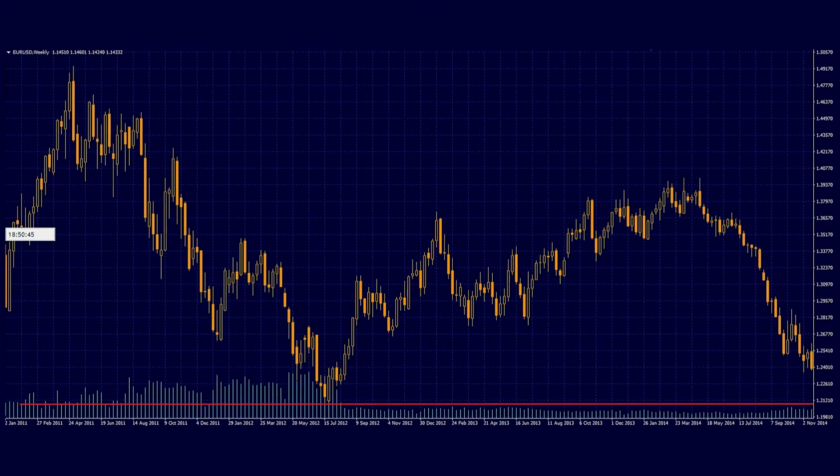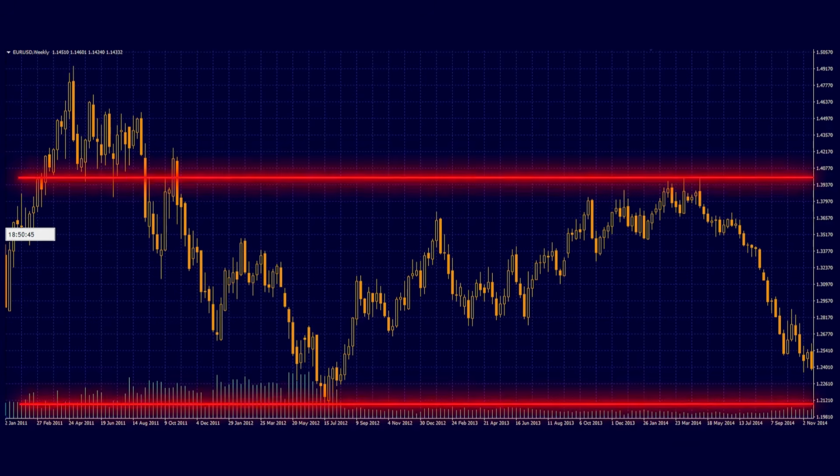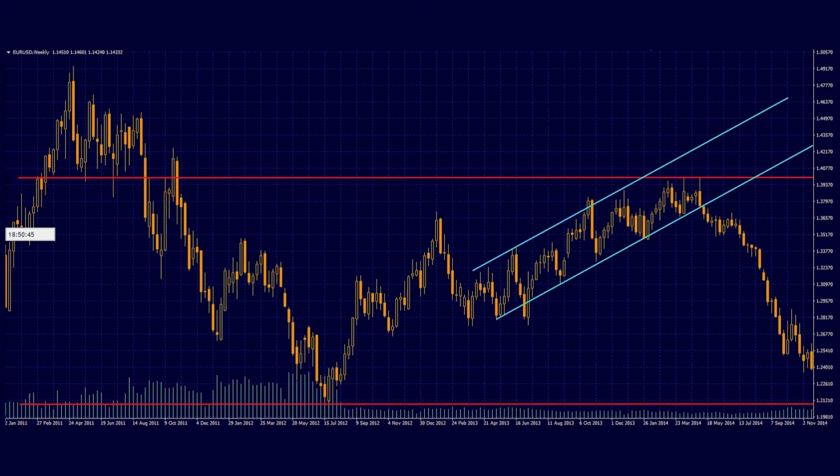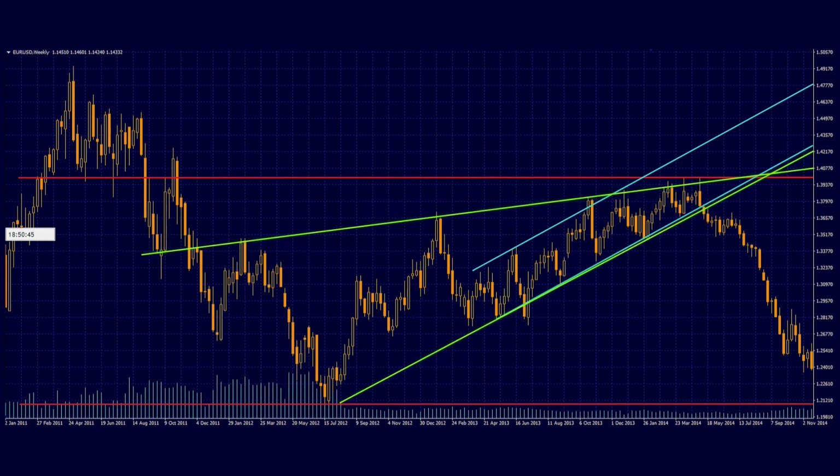Let's have a look at how several tools for technical analysis may be combined. We'll take significant levels, channels, and an ascending triangle for this one. Such a combination shows a trend change.